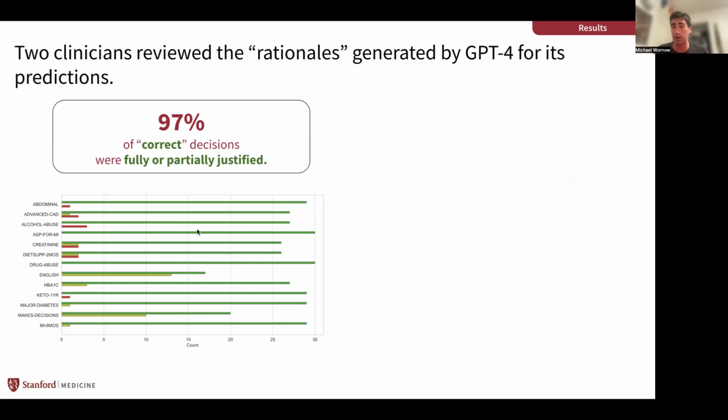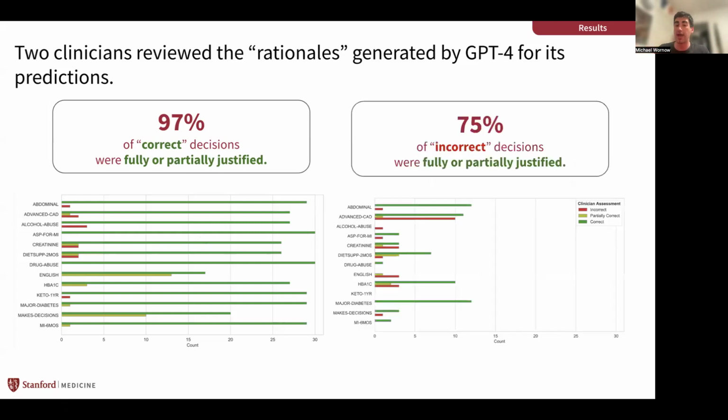And so that was a pleasant finding, because it seems like the justifications, the reasoning process that it's following to make these decisions, it's not just outputting a random number between 0 and 1. There is legitimate justification behind these correct decisions. The more surprising finding was when we looked at decisions where, according to our data set, GPT-4 made the incorrect decision. And even in these settings, we found that, according to our clinician annotators, the natural language justifications, the rationales that GPT-4 provided, were either fully or partially justified 3/4 of the time, right?